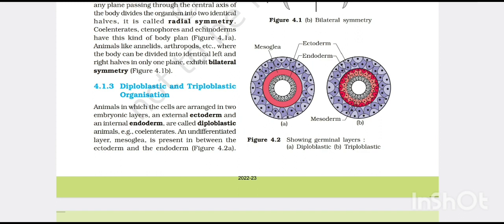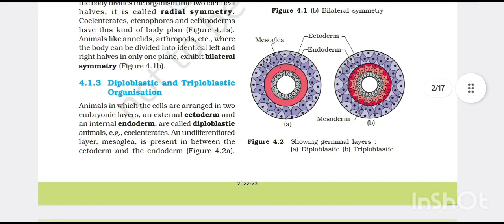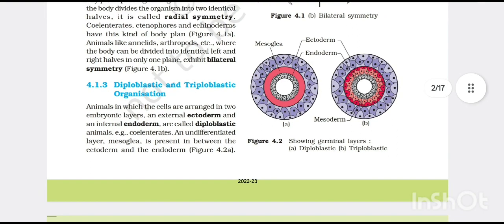Then what is diploblastic, triploblastic organization? Animals in which the cells are arranged in two embryonic layers, an external ectoderm and internal endoderm, are called diploblastic. For example, in case of coelenterates, an undifferentiated layer, mesoglea, is present between ectoderm and endoderm.